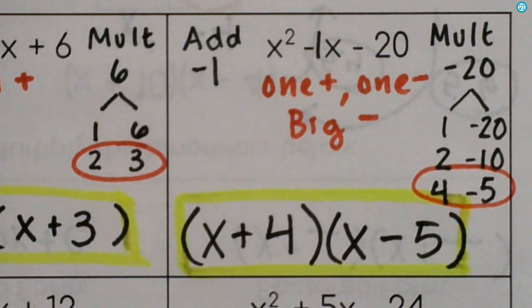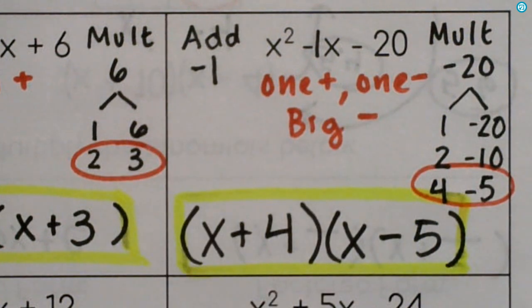So we're solving that puzzle. Find two numbers that multiply to the last, add to the middle, just like you guys solved the puzzle at the boards.